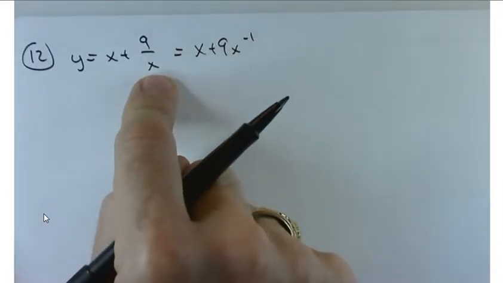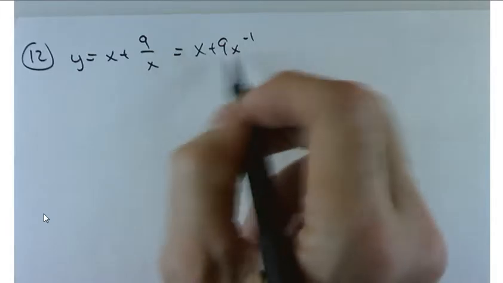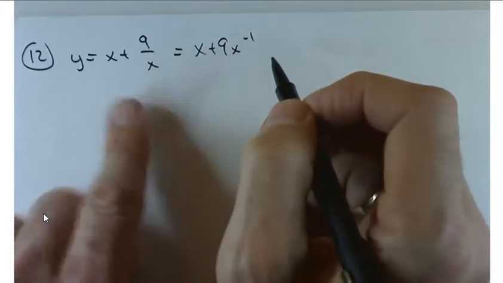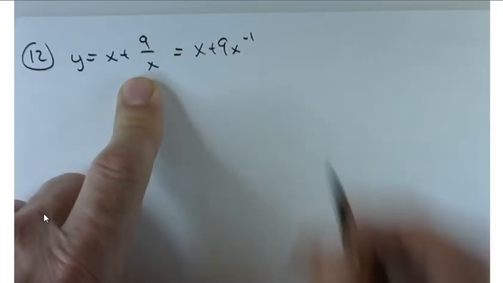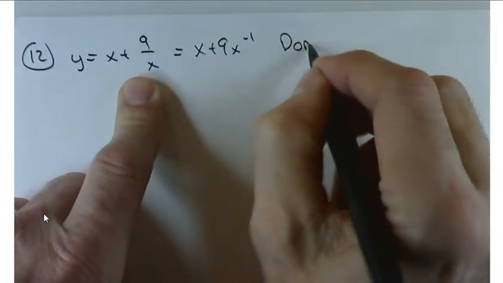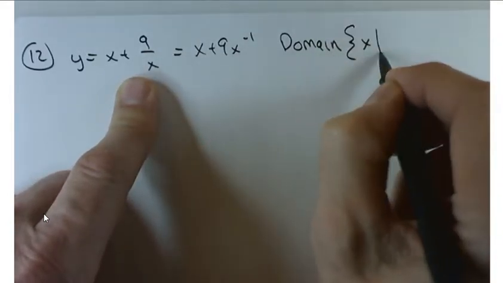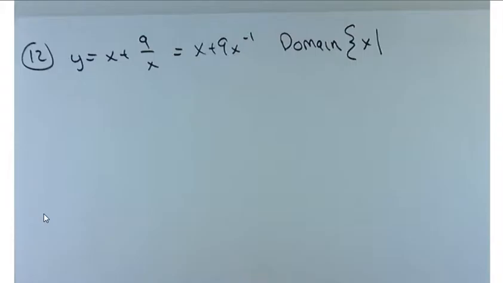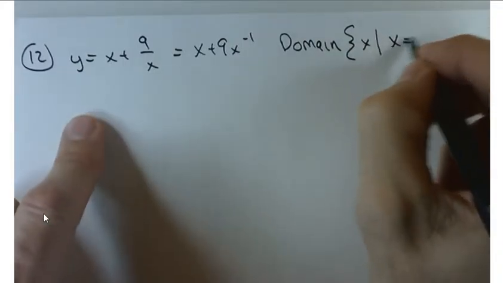Instead of using the quotient rule here, it's much more convenient to write that as x plus 9x to the negative first. It's just going to be easier to differentiate this. This isn't bad here, though, because here it's a little bit easier to see the domain. What can you tell me about the domain of this function? Everything but 0. So everything but 0. X not equal to 0.